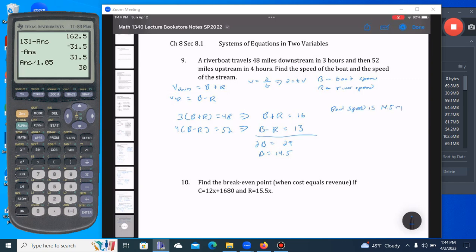Miles per hour. And then the river speed, we can find that by using any of these equations. You can use the top one. So 14.5 plus your river speed equals 16. Subtract over, you get river speed equals 1.5 miles per hour. River speed is 1.5 miles. Right. So this boat, if it's going up the river, will make it to where it goes, but it's going to go a little bit slower.